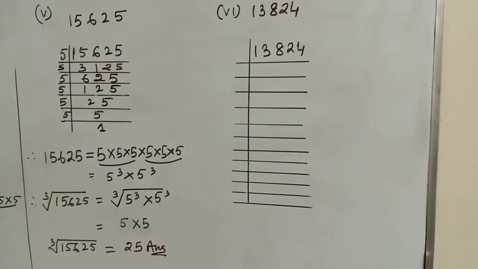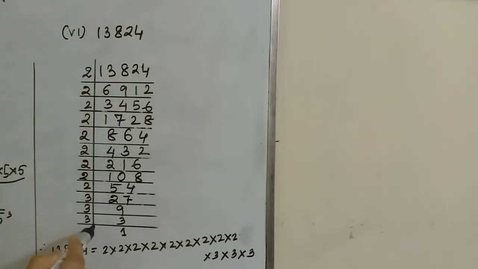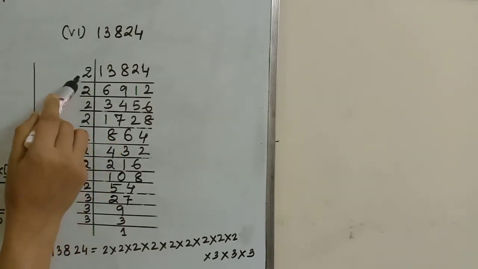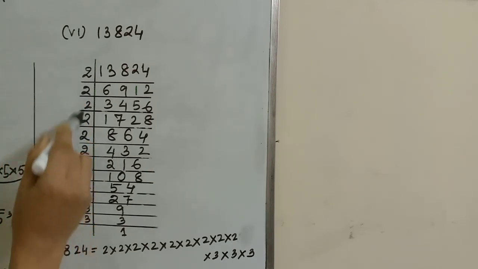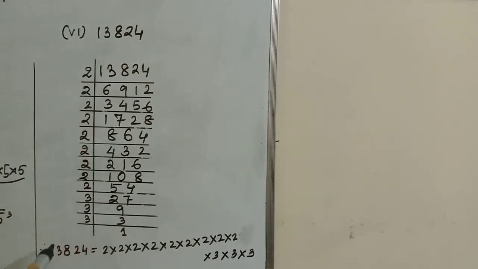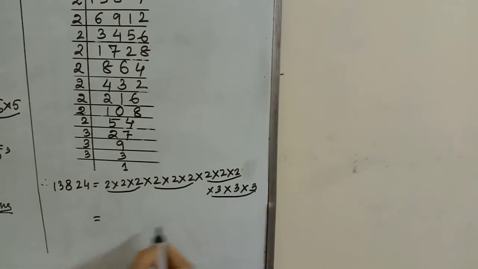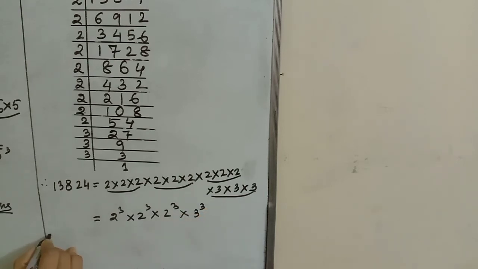Come to the next sum. 13,824. You have to find the cube root of this number. The same way we have to find the prime factors of this number, and you can see that 9 twos are there, and one triplet of 3. So we have written 2 nine times and then another 3 three times. So you can write 2 cube into 2 cube into 2 cube, because 3 triplets are there of 2, and 1 of 3.